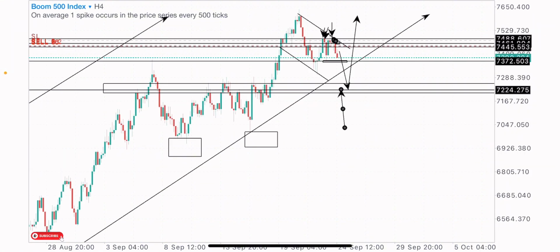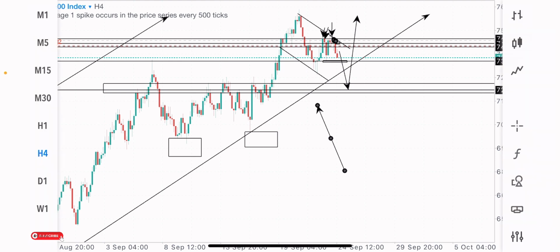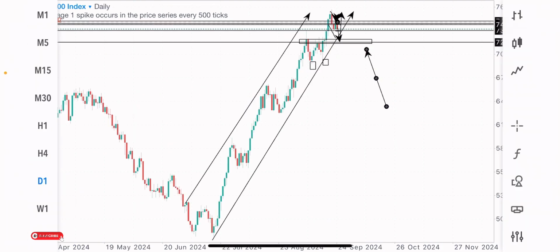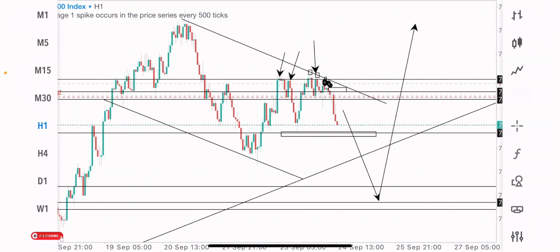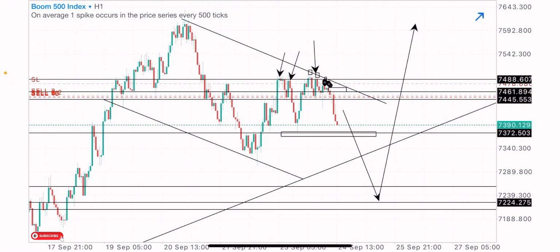Remember, the trade projections remain the same. The sells to this level, this zone that was created on the 4 hour time frame, would say the daily time frame, before we can see more buy continuation, more bullish continuations on this index.